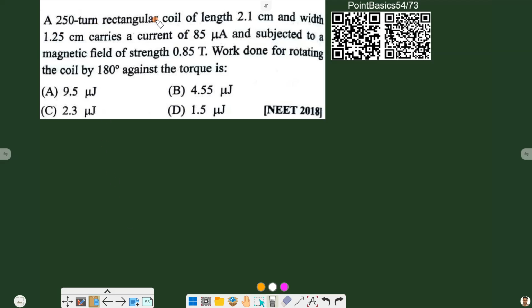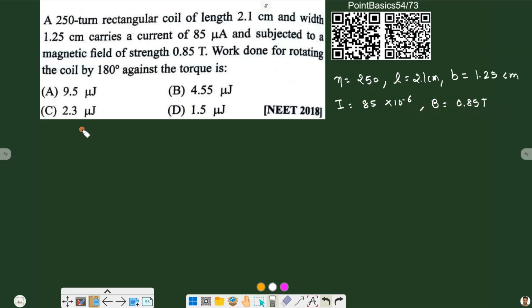A 250 turn rectangular coil. So N is 250. Length is 2.1, breadth or width is 1.2 centimeter again. Current I is 85 microampere. Subjected to this magnetic field, the work done for rotating the coil by 180 degree against the torque is? So the field strength is given as 0.85 Tesla.